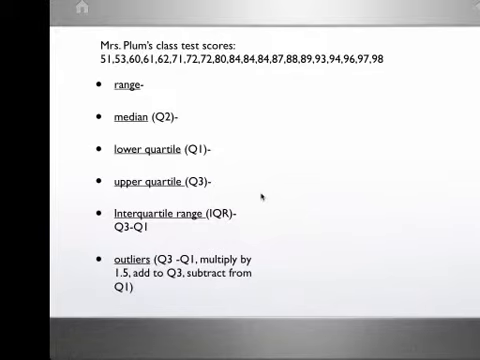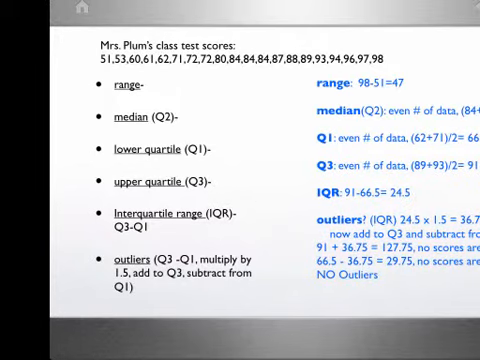Okay, I'm going to go ahead and show you the answer, so if you don't have your answers yet for this, just pause the video. Otherwise, here they are. Okay, now when we're looking at the outliers, notice over here that what we wanted to do was to take our Q3 and add the IQR times 1.5, which was 36.75, add it to our Q3 and subtract it from our Q1.